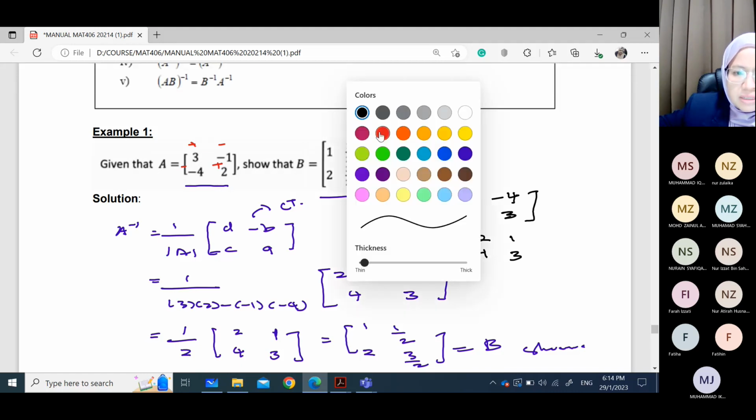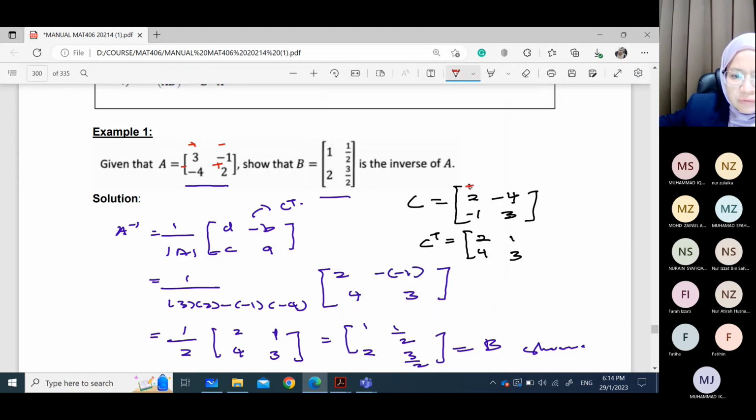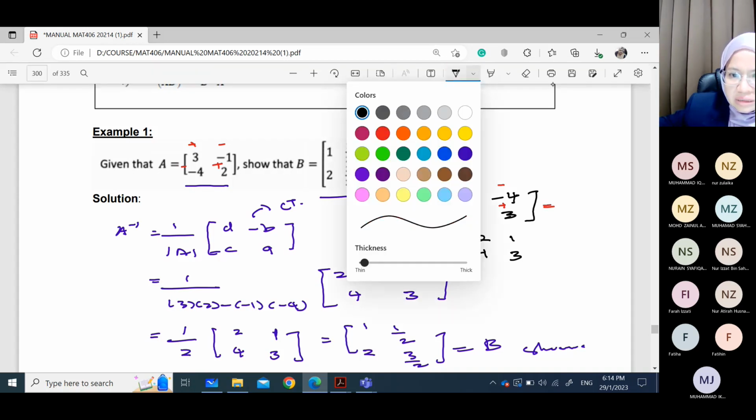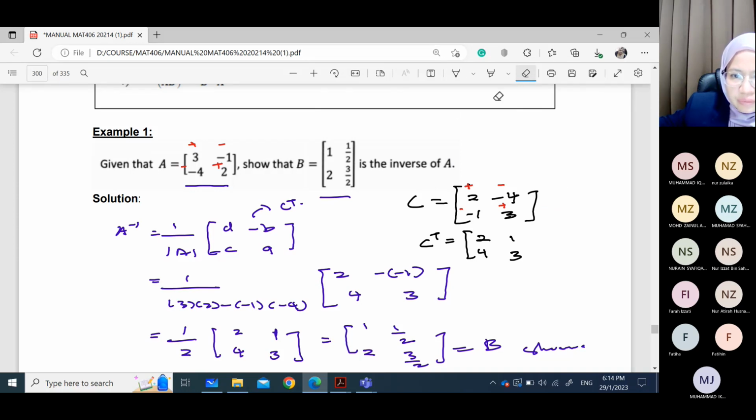Right, so dia punya sign dia masih ikut lagi lah. Sign dia positif, negatif, positif, negatif, negatif, positif. So negatif, negatif 4 kita akan dapat 4. Negatif, negatif 1 kita akan dapat 1. So maknanya dekat sini untuk dia punya C dia adalah 2, 4, 1, 3, ikut dia punya sign tu. Okay, so C transform is 2, 1, 4, 3.